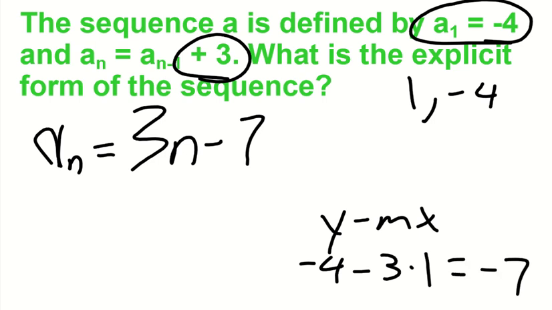The other thing you can do, if you don't remember, that's how you find the slope. All you have to do is get the next term, and the next term we're going plus 3, so that would be 2, -1, and you can use that ordered pair to find the slope as well. Okay? Any questions on that? And there's at least one on your test where it gives you the recursive and you got to give the explicit. Okay?